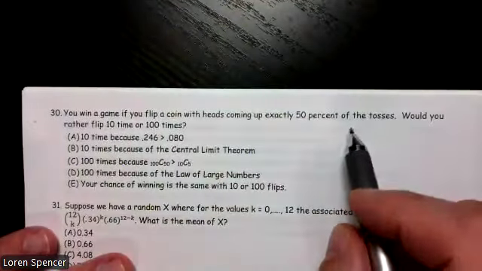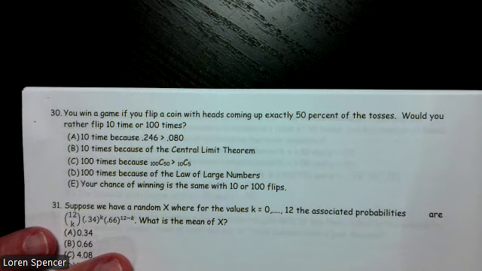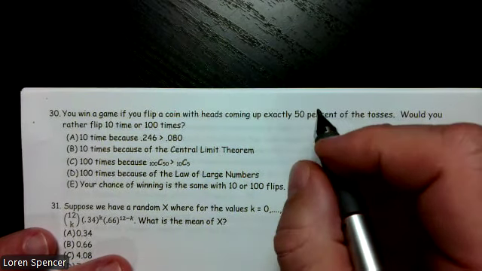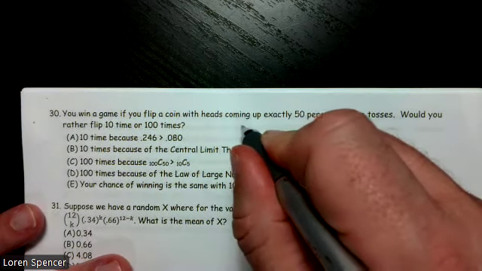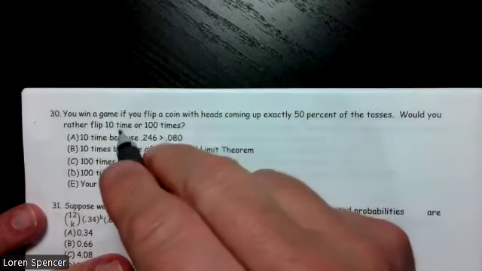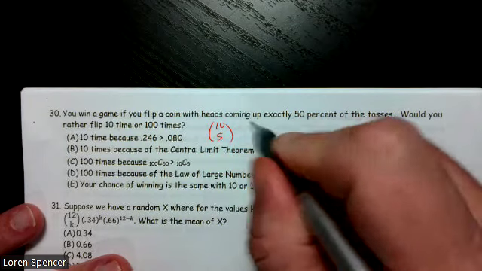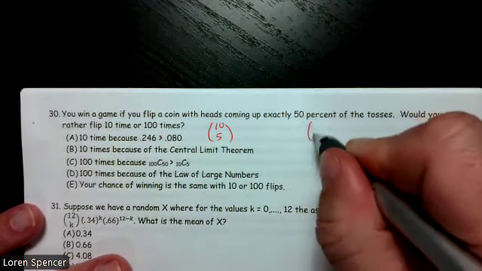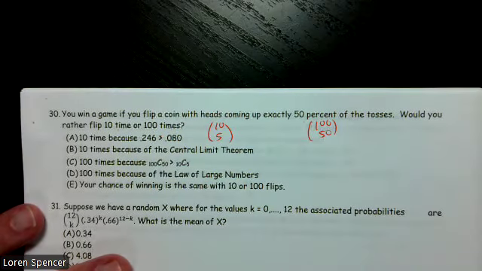Number 30. You win a game if you flip a coin with heads coming up exactly 50% of the time. Would you rather flip it 10 times or 100 times? A lot of people have trouble with this problem. So here's what I would say do. It has to be exactly 50%. So let's do this as a binomial. 50% of 10 is 5. So this would be a 10 choose 5. Or 50% of 100 would be 100 choose 50. We're going to do those both as binomials.